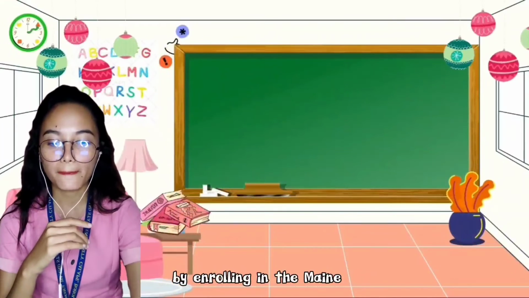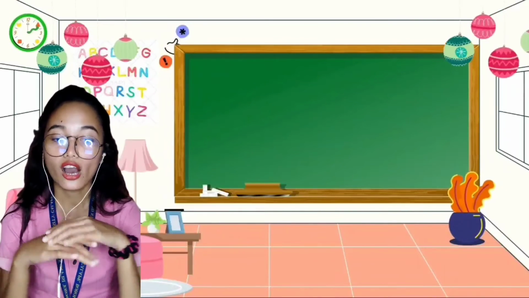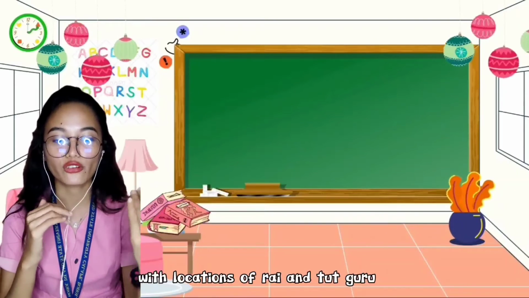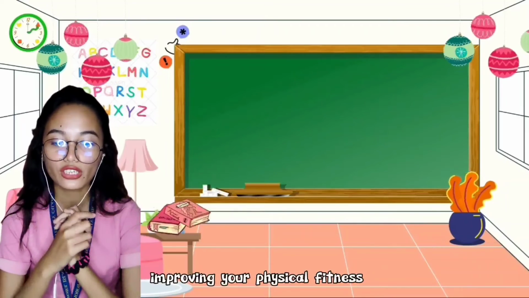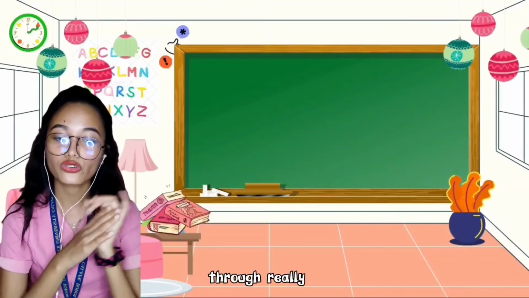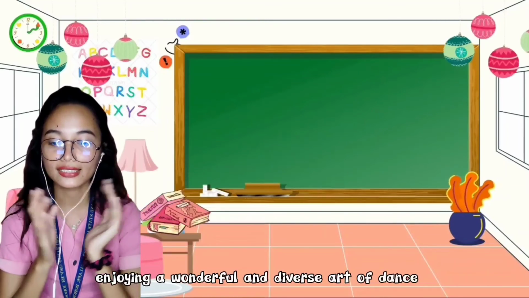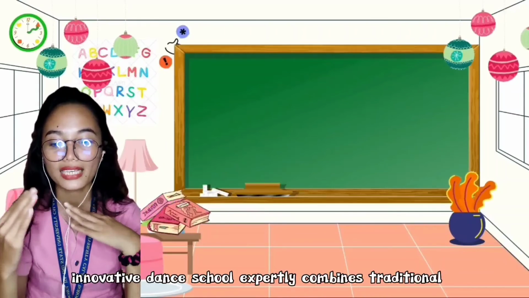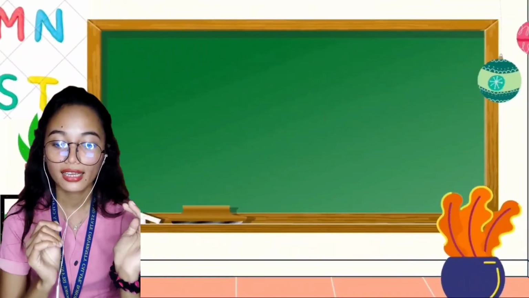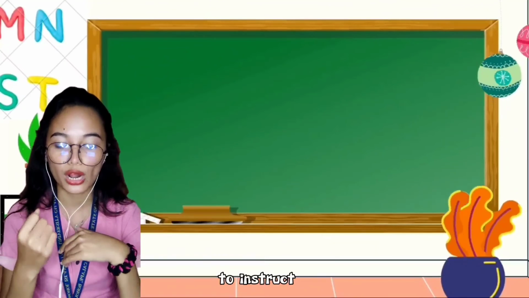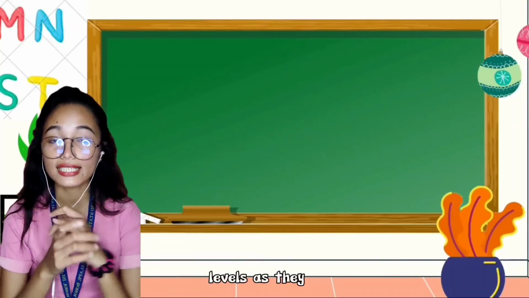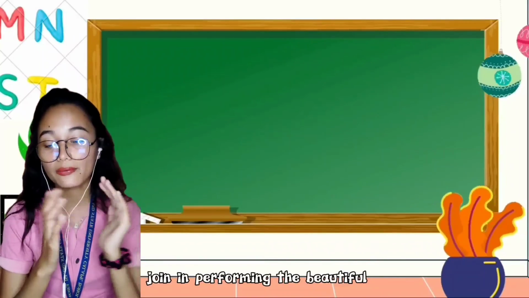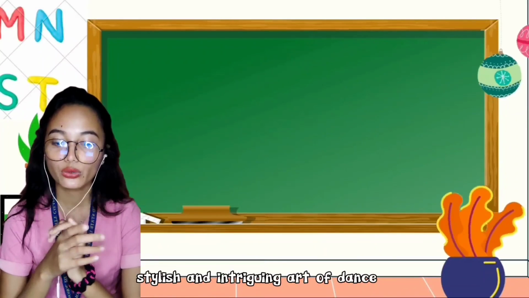By enrolling in the many and varied dance instruction classes offered by South Coast Dance School, with locations in Rai and Tutgarong, you and all your children will gain strong dance skills while improving your physical fitness and acquiring new friends who really enjoy the wonderful and diverse art of dance. This exciting, innovative dance school expertly combines traditional dance forms and techniques with modern choreography and free-form movement of contemporary dance modes to instruct, encourage, and delight dancers of all ages and skill levels as they join in performing the beautiful, stylish, and intriguing art of dance.